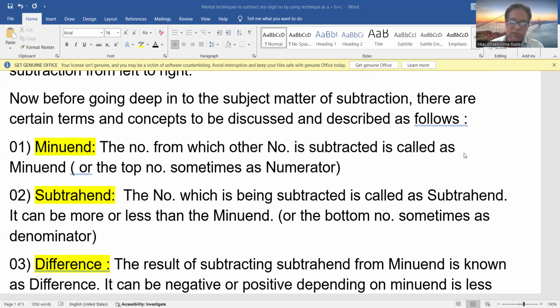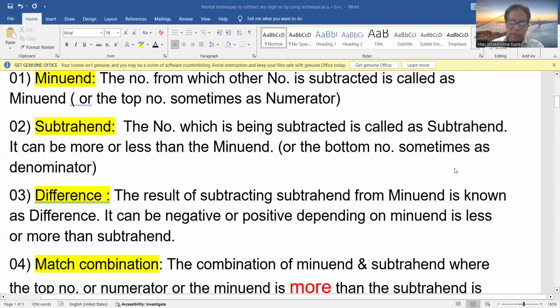In the same way, what is difference? The result of subtracting the subtrahend from the minuend, the result of subtracting the lower number from the upper number, is known as the difference. It can be negative or positive, depending on whether the minuend is less than or more than the subtrahend.